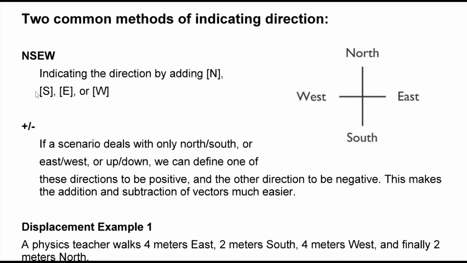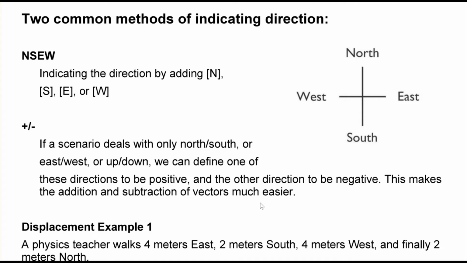Sure, no problem. But the second, more important way of doing it is by using a positive and negative. If a scenario deals with only north and south, or only east-west, or only up-down, or only left-right, we can define one of these directions to be positive and the other direction to be negative. And this makes adding and subtracting the vectors much easier.